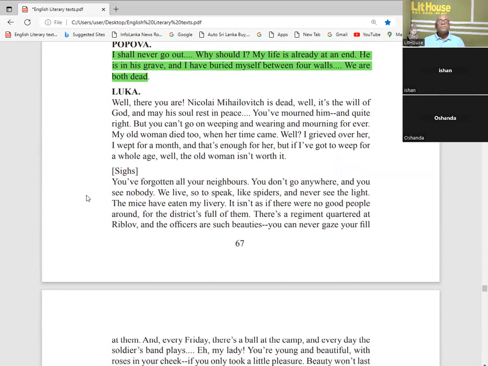Luca says, well, there you are. Well, Nikolai Mihailovich is dead. Nikolai Mihailovich means Popova's husband. Where is the will of God? That's God's will. That is nature. We can't stop it. May his soul rest in peace. You have mourned him. Now you have mourned him quite enough.